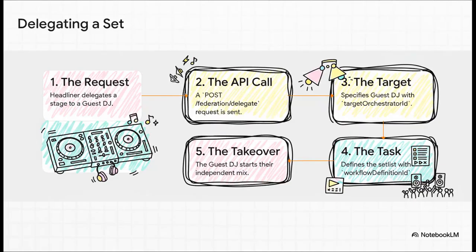So how does this actually happen under the hood? Well, the headliner makes a request. In our world, that's an API call. It's just a command. And this command needs two crucial things. First, it needs to know who it's for. That's the targetOrchestratorId, basically the address of the guest DJ. Second, it needs to know what to do. That's the workflowDefinitionId. Think of it as handing them the set list and saying, you're on the deep house stage, go. And once that instruction is sent, the guest DJ just takes over. They start their mix, totally on their own.